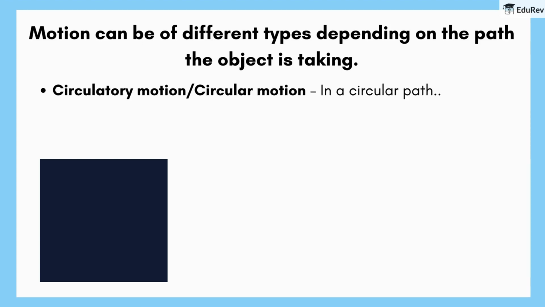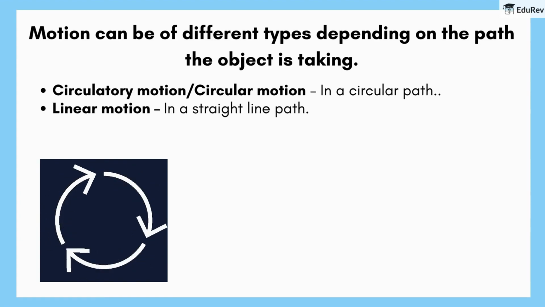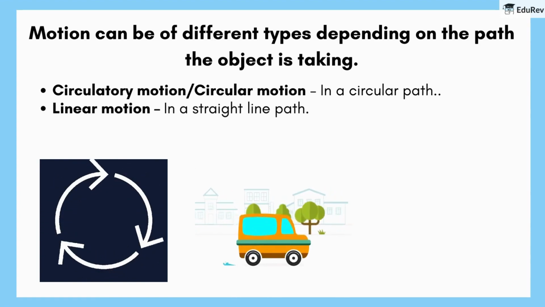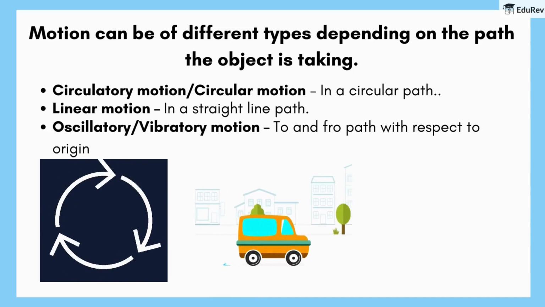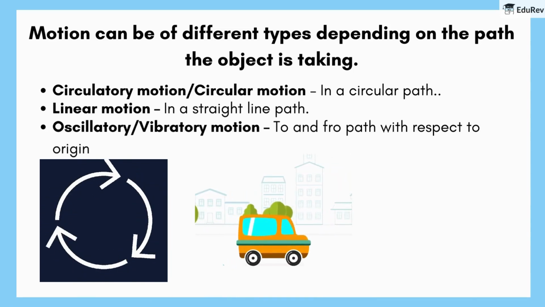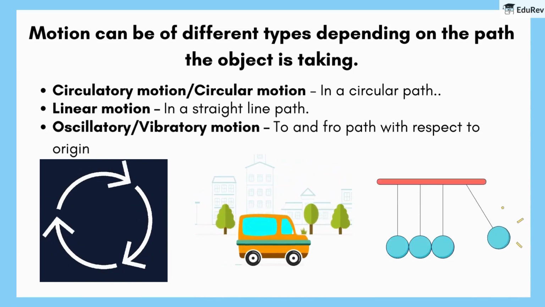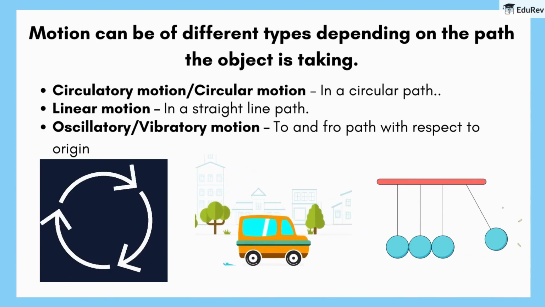Circular motion means the object is moving in a circular path. Linear motion means the object is moving in a straight line path. Oscillatory or vibratory motion means the object is moving to and fro with respect to its origin.